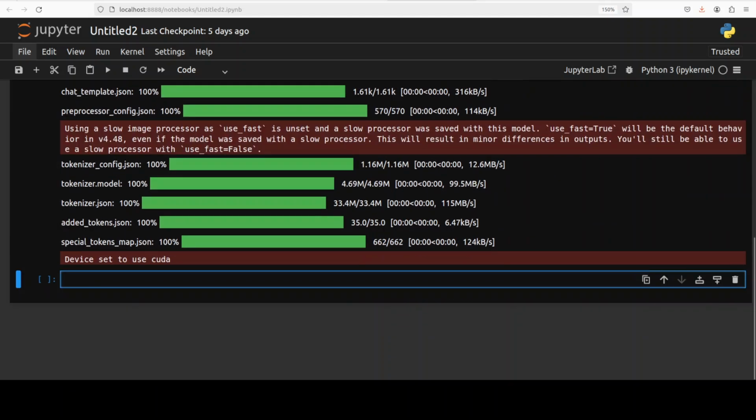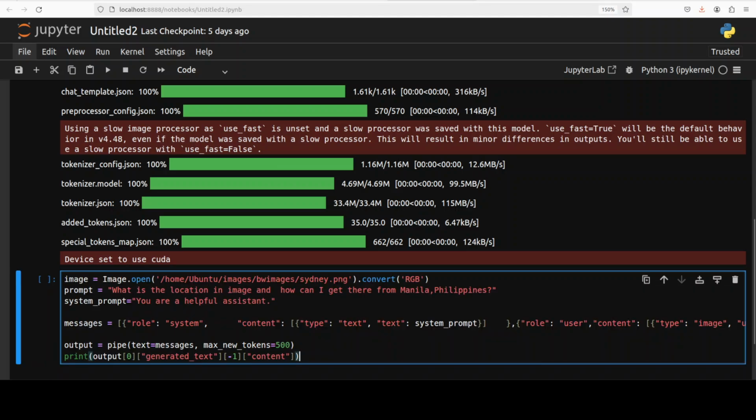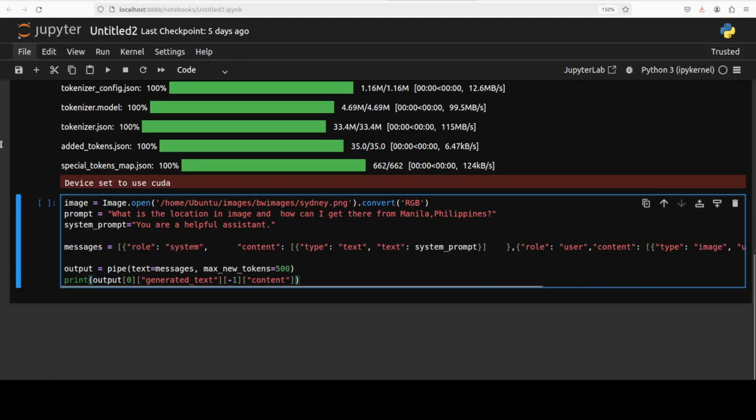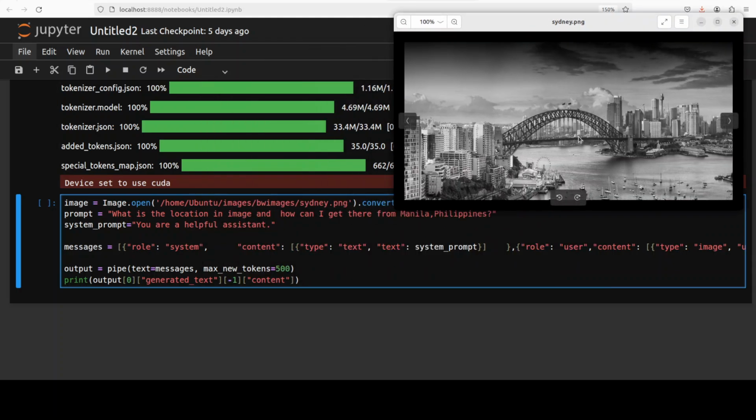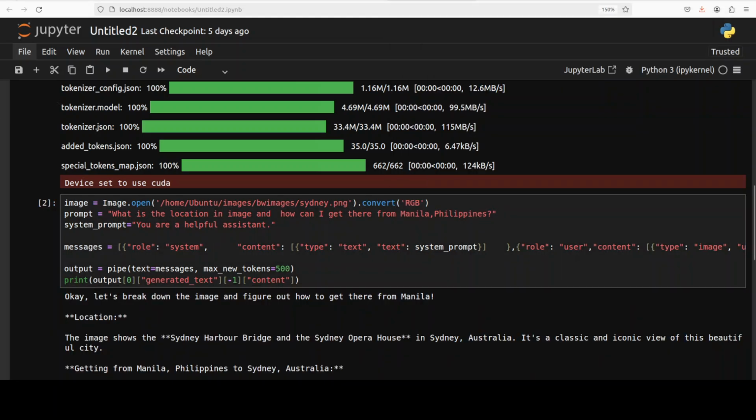Let's do the inference. Now, first up, I'm just going to give it this local image. And this is the image I'm giving it, which is the Sydney's iconic Harbour Bridge. And there is also, you can see some other stuff. Now I'm asking it, what is the location in the image and how can I get there from Manila, Philippines? And then simply I am using the pipe to encode the input, then model is generating the output and then we are decoding it back and then print it out. So let's run it. And there you go.